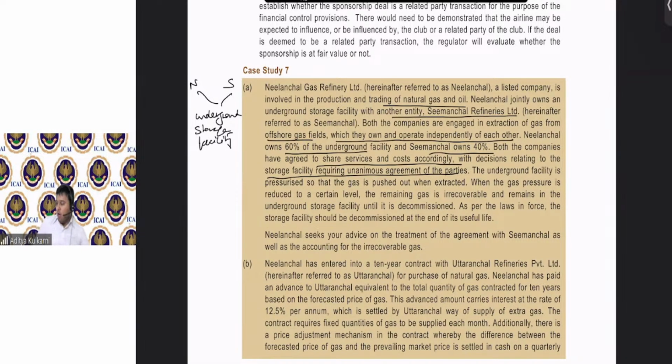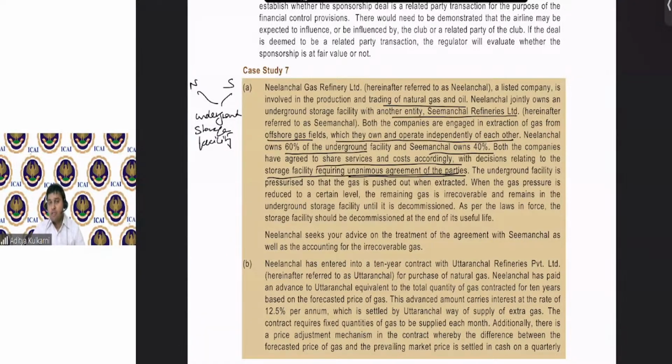There is joint control. What is the fact that there is a joint control? Well, the fact that there is a unanimous agreement of the parties for operating the storage facility indicates that joint control exists. Now, is it a joint venture? For a joint venture, a separate legal entity is required. Here, there is no separate legal entity, and therefore, joint venture is not there. What is there is a joint arrangement because of joint control, and this joint arrangement is in the nature of joint operations. Why joint operations? Because both of them do not form a separate legal entity, but they are controlling the facility together. So therefore it is a joint operation.